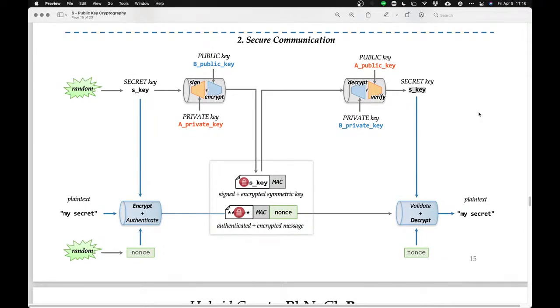Ta-da! Right? For anybody who's ever been in a communication where they say, we're going to use asymmetric key crypto, you've been lied to. You do not use asymmetric key crypto to communicate data. All it's used for is the key exchange. To exchange the key, and then you fall back into symmetric key cryptography for the actual data.